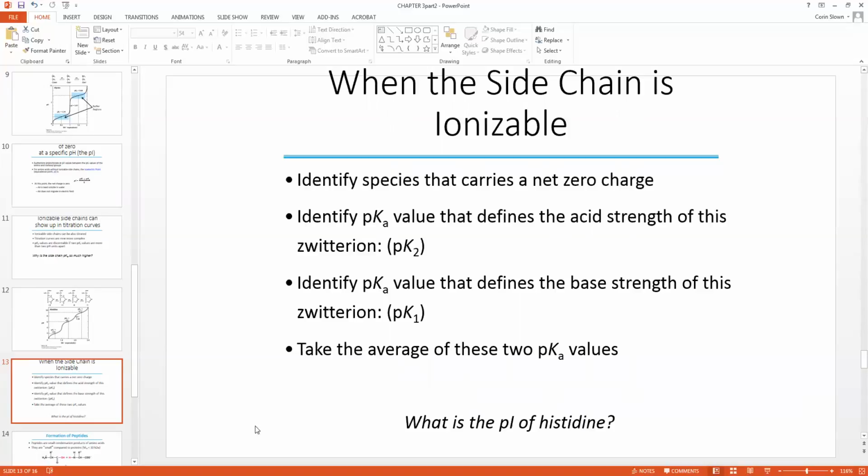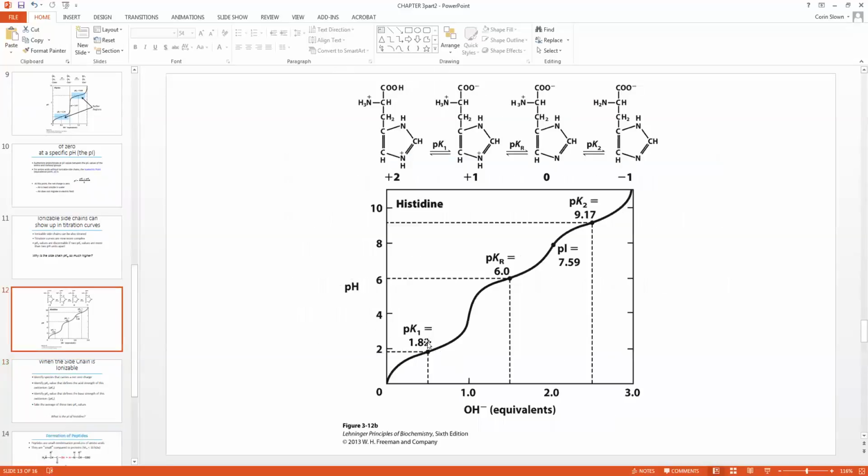So what is the pI of histidine? You would do that calculation by taking our pK1, which is 1.82, our pK2, which is 9.17, divide them by 2, and that gives you your isoelectric point of 7.59.